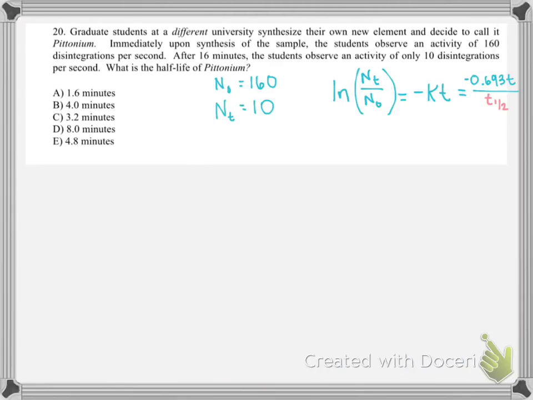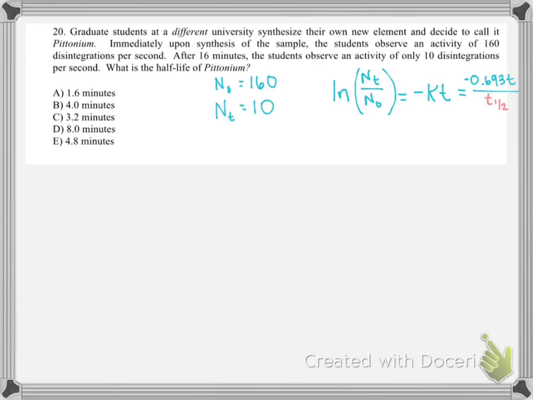Okay, now we've traveled along, we've gone from Route 99 to Route 22, and we are at a different, some might say lesser, but different university called Pitt, and there they're synthesizing plutonium, a new element. And they synthesize the sample, and they get an activity of 160 disintegrations per second. 16 minutes later they measure it again, and they only see 10 disintegrations per second. They want to figure out what their half-life is.